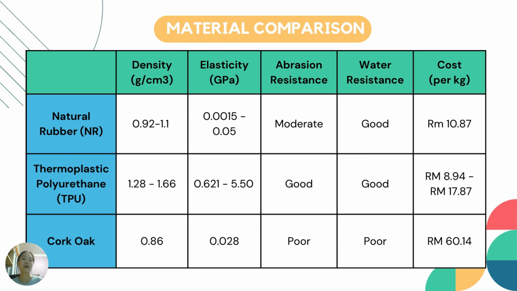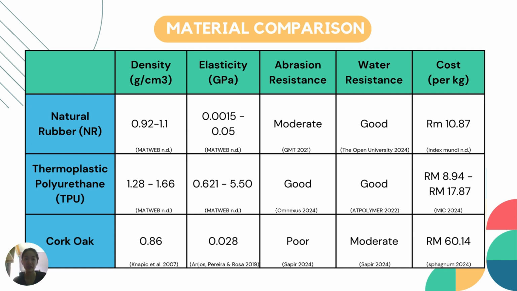In terms of abrasion resistance, natural rubber has moderate resistance, meaning it can withstand wear but may degrade over time. TPU performs well with good abrasion resistance, which is ideal for long-term use. Cork oak, however, fares poorly here, as it lacks strength under friction. Next, water resistance is crucial to prevent damage.